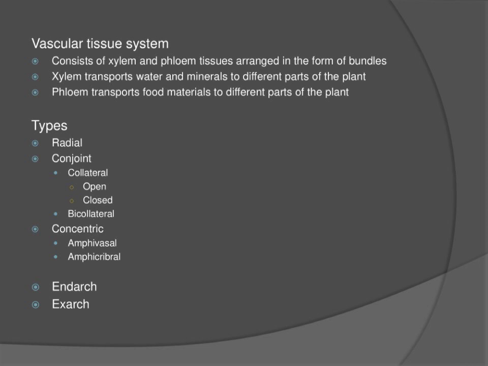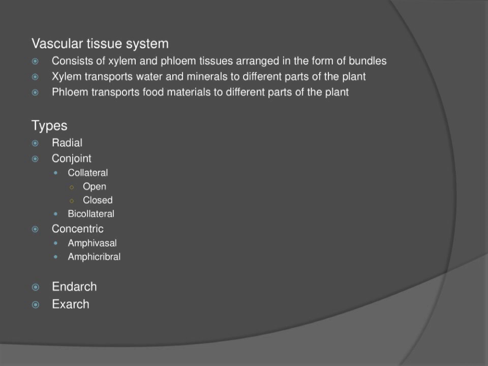So, we have covered all the tissue systems. There are two definitions which we have to study, which will come when we study the internal structure of root, stem and leaf. First one is endarch. Endarch means protoxylem will lie towards the center and metaxylem lies towards the periphery. Protoxylem, proto means primitive or newly formed xylem. Metaxylem means older xylem. So if protoxylem lies towards the center and metaxylem lies towards the periphery, it is called endarch. Exarch is quite the opposite. Protoxylem lies towards the periphery and metaxylem lies towards the center.